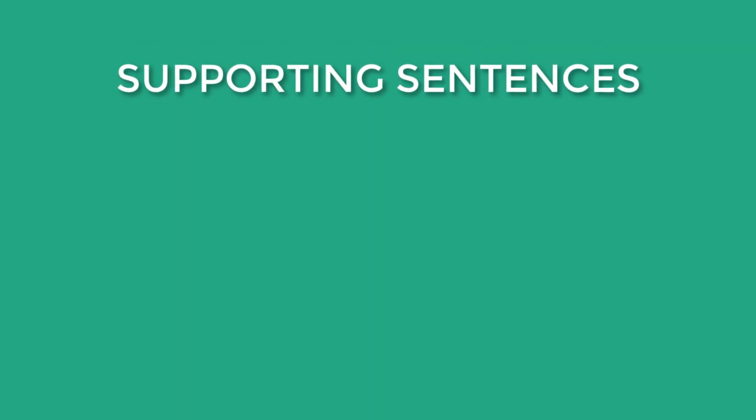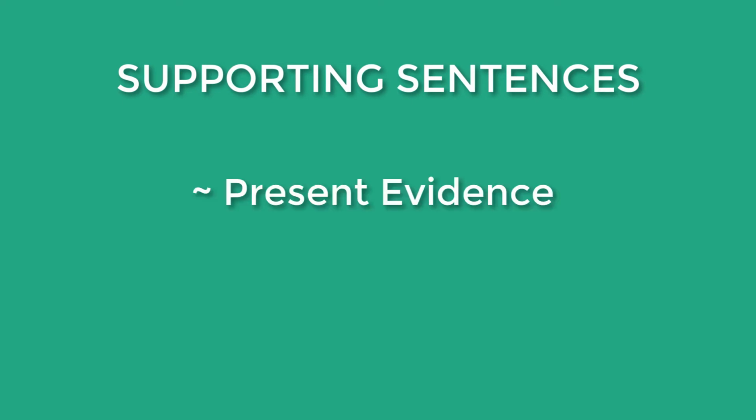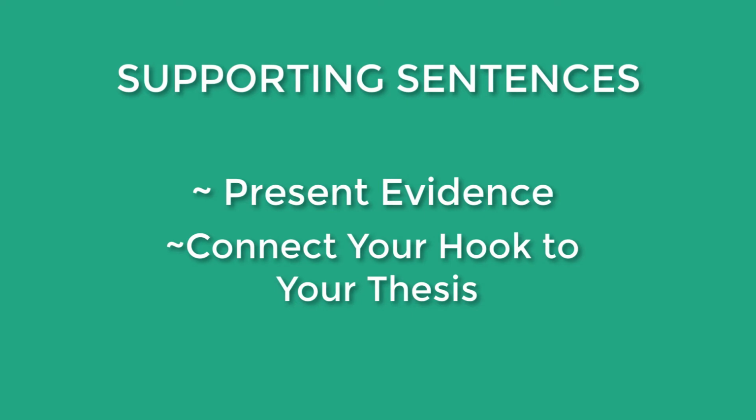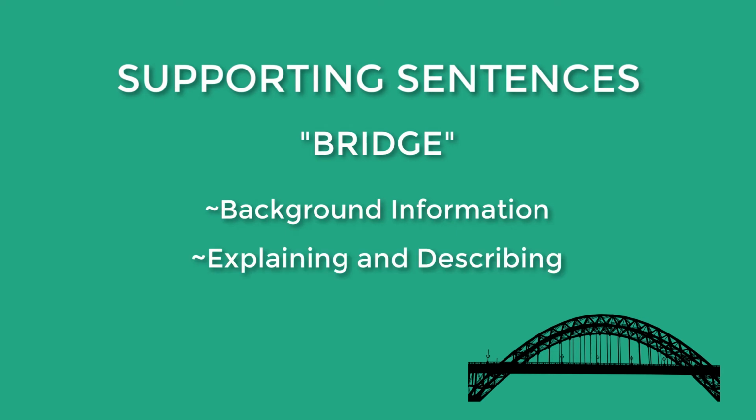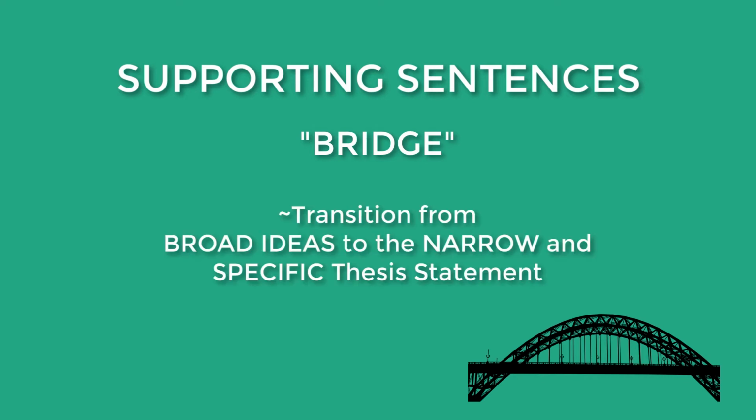The next component of the introductory paragraph are the supporting sentences. In the supporting sentences is where you present evidence and connect your hook to your thesis. This section acts like a bridge by providing background information, explaining and describing, and introducing the ideas that will be discussed. In these sentences, you will transition from broad ideas to your narrow and specific thesis statement.